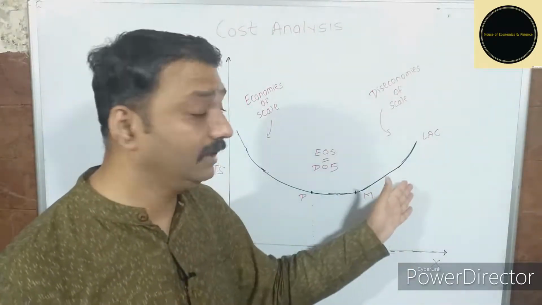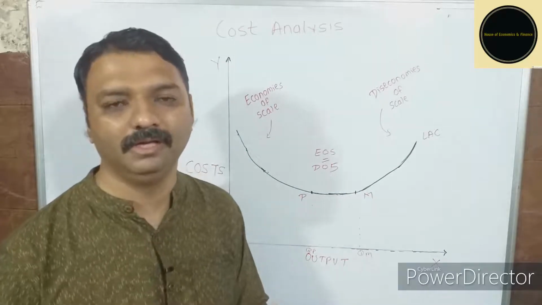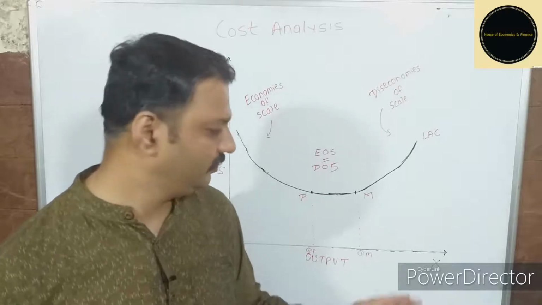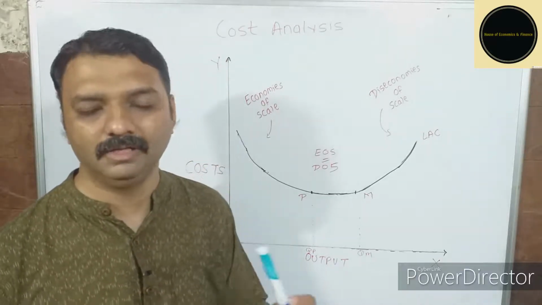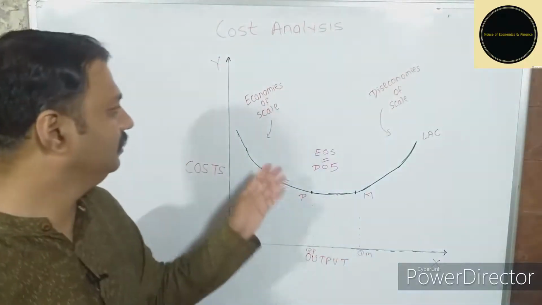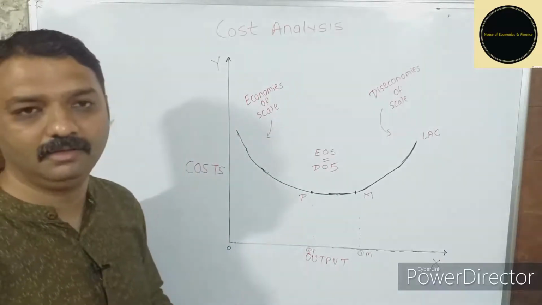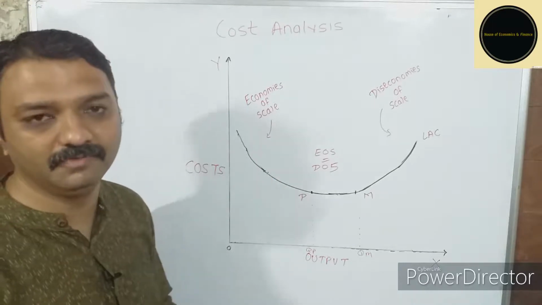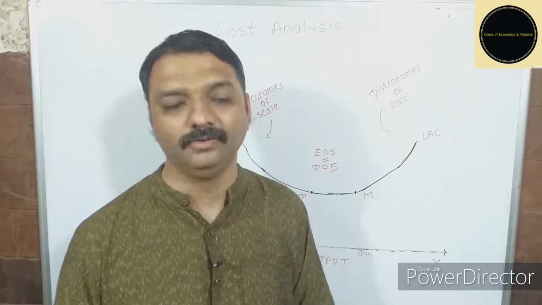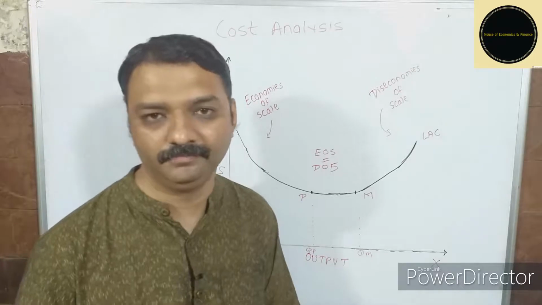Why? Because LSE is rising. And why is the long run average cost rising? Because diseconomies of scale set in. So that is the answer. One more point: when I say this curve initially decreases because of economies of scale, I am referring to internal economies of scale. So the curve is declining because internal economies of scale set in.